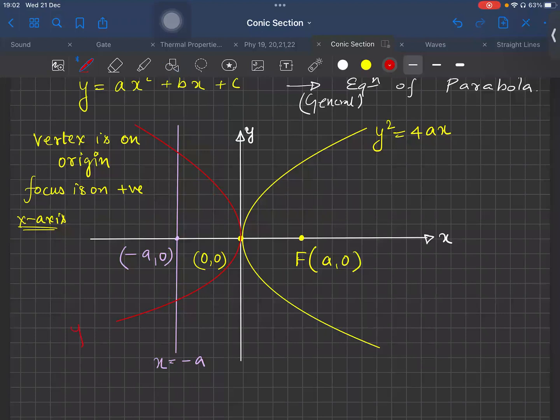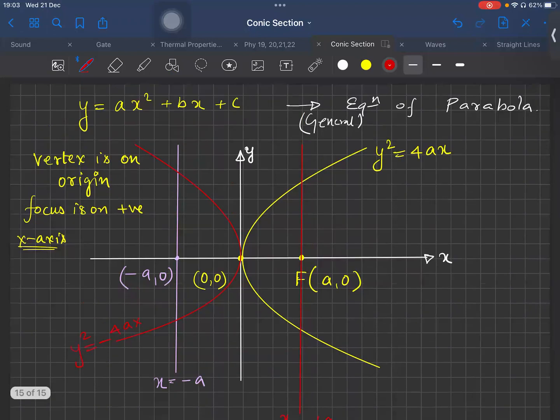So this will become y square is equal to minus 4ax. Where will the directrix be? x is equal to plus a. So the directrix will pass from here. So x equal to positive a will be the directrix of this parabola. Don't worry, these are the simplest equations of a parabola that we are looking at right now.